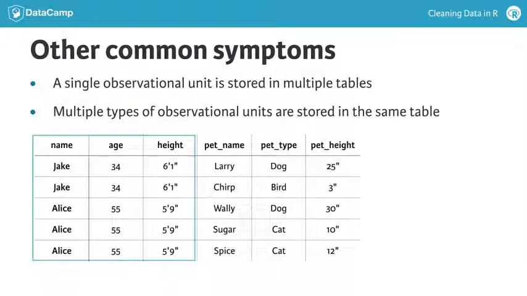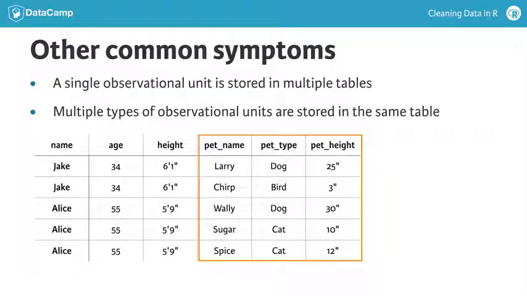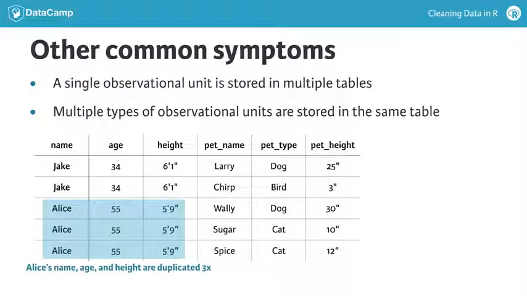Here we have a single table with 2 people, Jake and Alice. But now, in addition to having each of their ages and heights, we also have information on each of their pets, including the type of animal and its height in inches. A telltale sign that something is wrong is that we have 1 row for each pet, which requires us to have multiple copies of the name, age, and height of each person. For example, Alice's name, age, and height are each listed 3 times here.